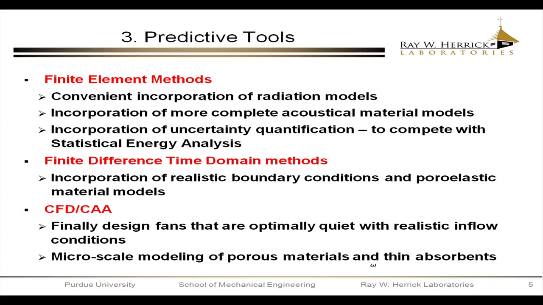Predictive tools. I'm not a real numerical guy, but the things that I think would be useful: finite element methods seem to be maybe more desirable at the moment than boundary element methods because of the structure of the matrices that are involved, which are arguably easier to solve. The traditional problem with finite element methods is that there hasn't been a convenient way to deal with radiation into infinite spaces, but that actually has been addressed in the last 10 years, so that is maybe not so much of an issue anymore. The thing that we could still use more of is more complete acoustical material models.